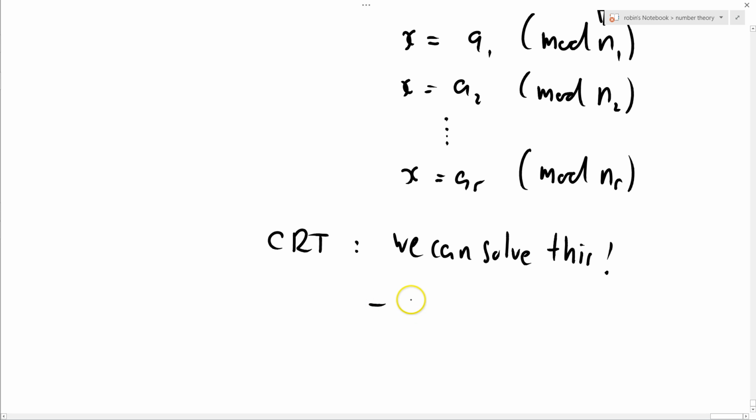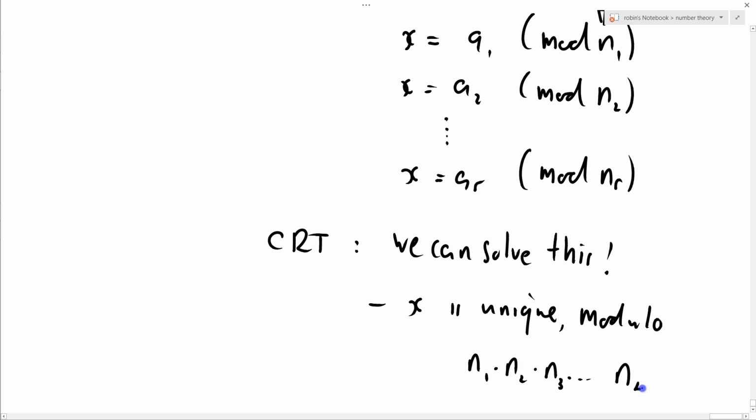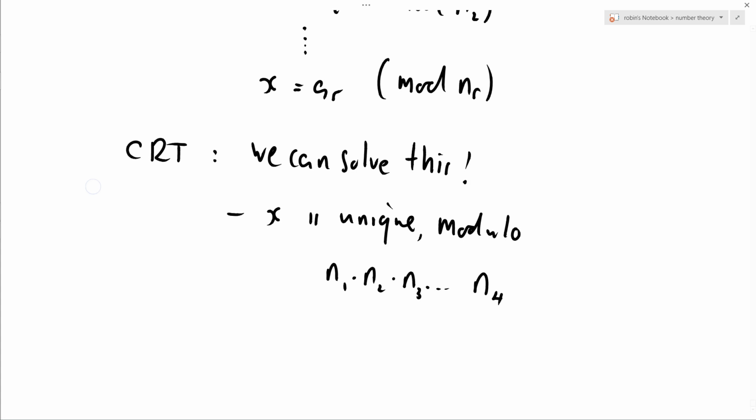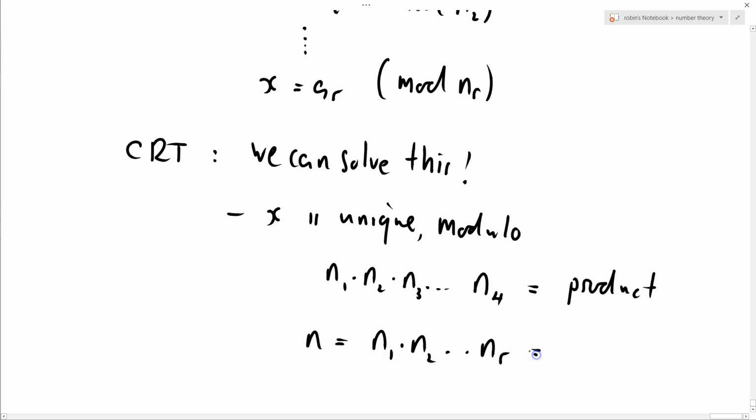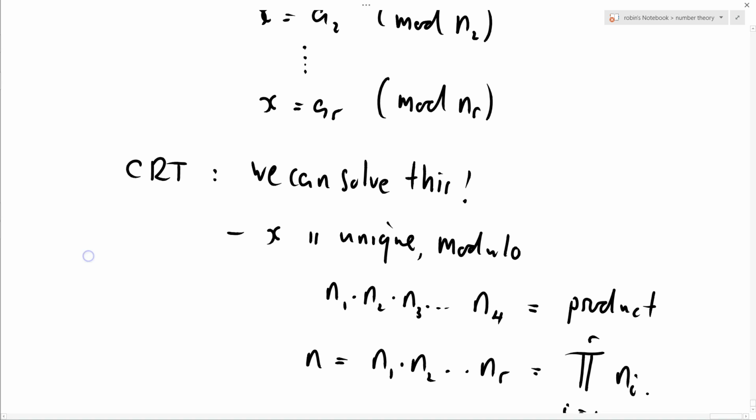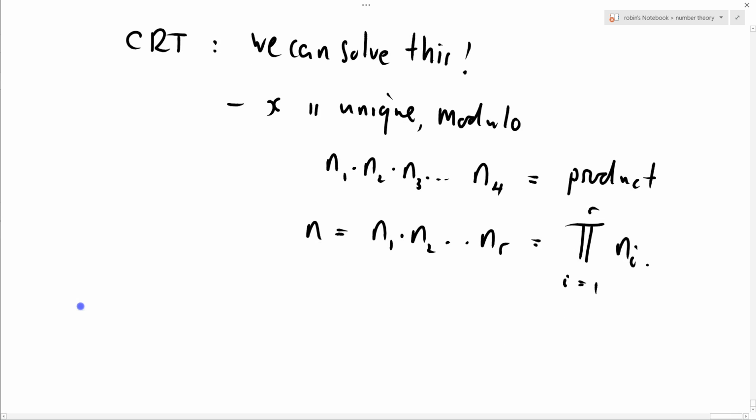It also says that the x is unique modulo n1 times n2 times n3 all the way up to nr, the product. Actually, I'm going to write n equals n1 times n2 all the way up to nr, the product from i equals 1 to r of ni. Okay, so this is what the Chinese remainder theorem says. So what I'm going to do is basically construct a solution.